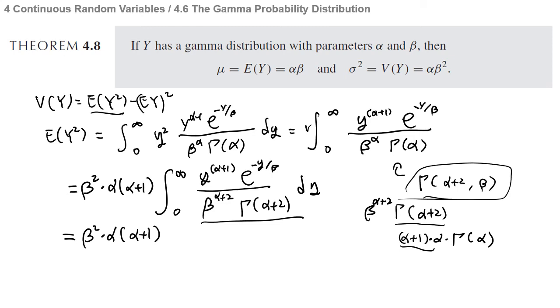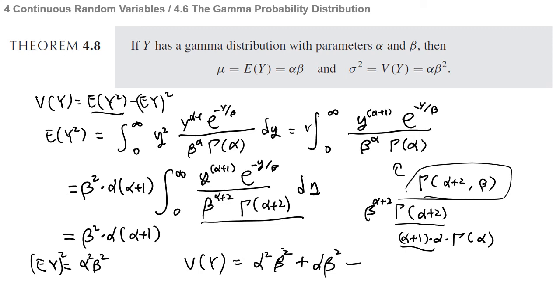Okay, this is E[Y square], and since E[Y] is alpha beta, so E[Y] square is alpha square beta square. So V[Y] is alpha square beta square plus alpha beta square minus alpha square beta square. This one cancels, so the variance of y is alpha times beta square. Okay.